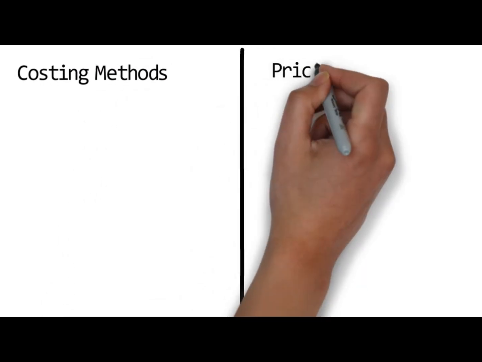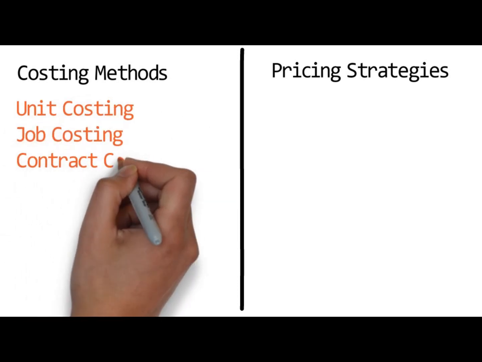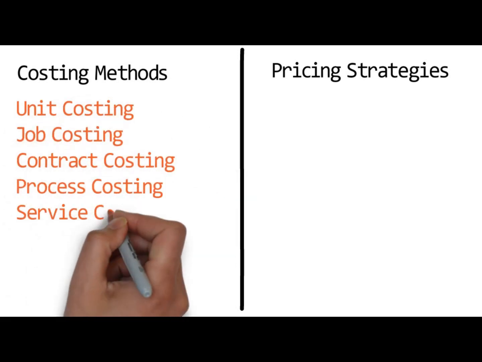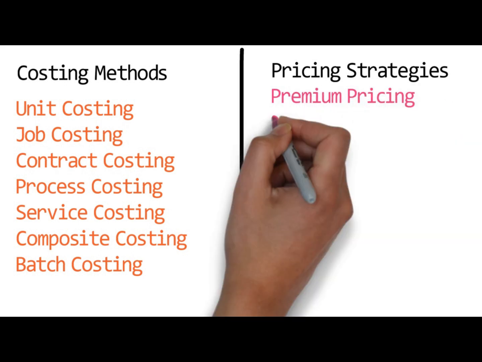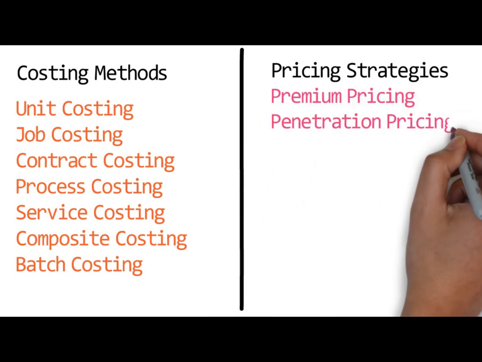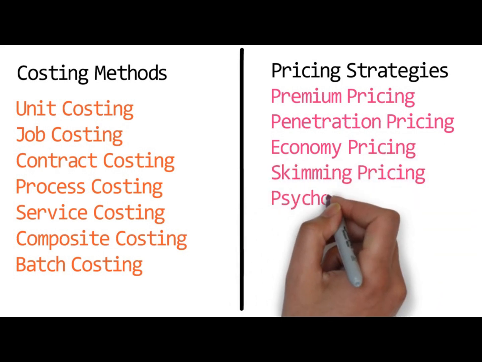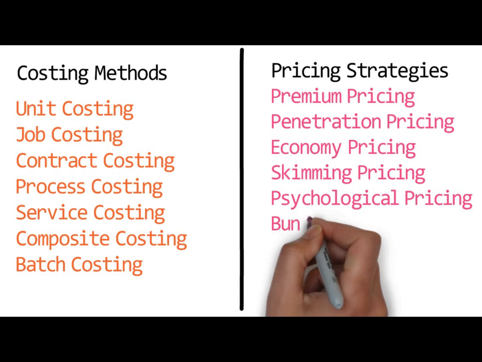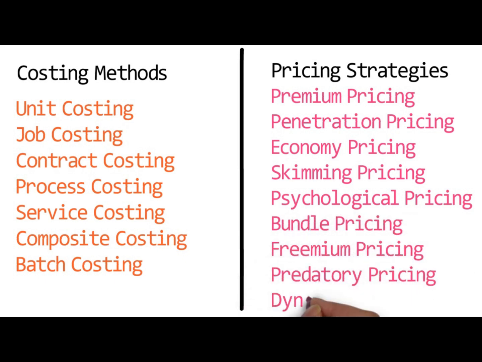So now let us discuss and understand the various costing methods and pricing strategies used in Indian market. So there are basically 7 types of costing methods. To name them are: first one is unit costing, job costing, contract costing, process costing, service costing, composite costing, and batch costing. Now coming to the pricing strategies, there are basically 9 types of pricing strategies. First one is premium pricing, penetration pricing, economic pricing, skimming pricing, psychological pricing, bundle pricing, freemium, predatory pricing, and dynamic pricing. So now let us understand in depth.